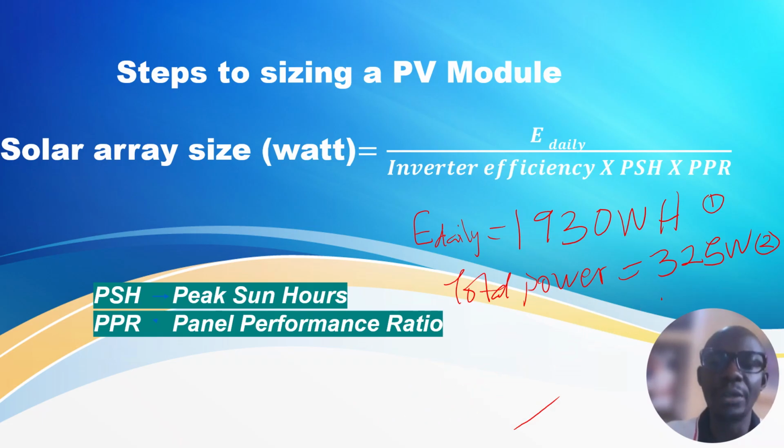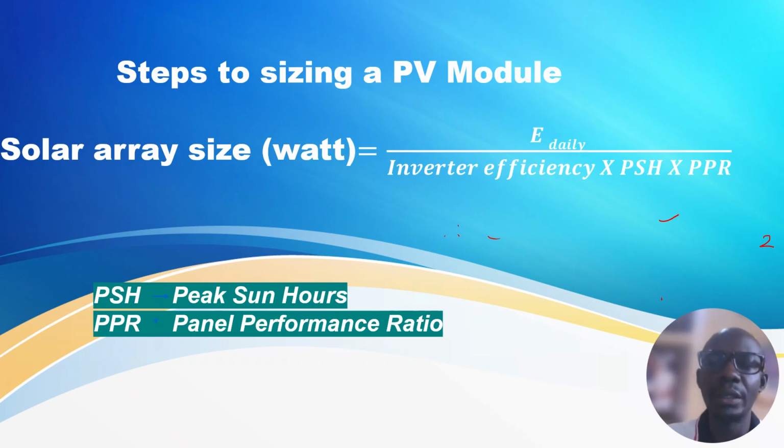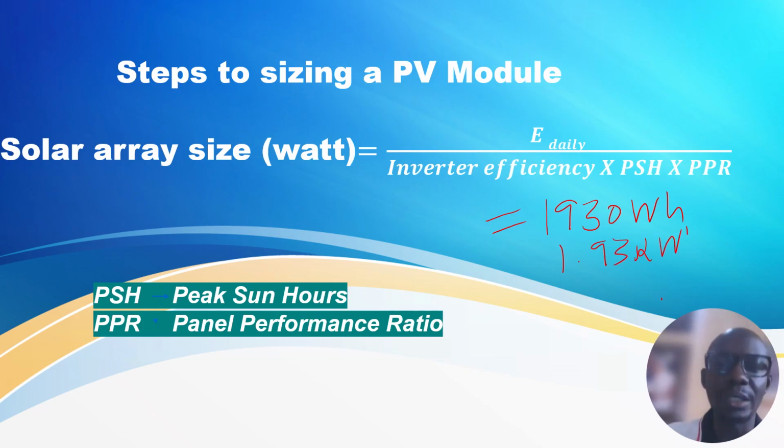So back to how to size our solar array. E daily. Remember, our E daily is 1930 watt hour. That is 1.93 kilowatt hour. That's the average energy consumed daily by the client. And the inverter efficiency, in our inverter efficiency, we use 0.9.